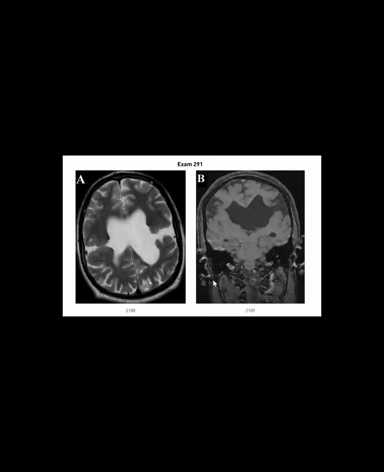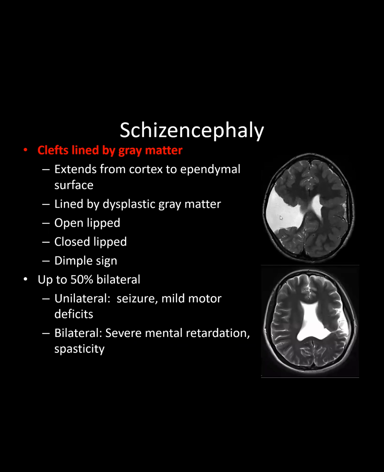Okay, so this is from your right exam. This is a bilateral schizencephaly case, and so is this one. The left side one is kind of open lip. The right side one is kind of closed lip, and your clue is going to be that dimple coming out on each side. So this is open lipped, a cleft going from the cortex to the ventricle, lined by gray matter. And this is another example on the other side showing a cleft lined by gray matter going from the cortex to the ventricle. If you're not sure, I would look for that dimple coming out.